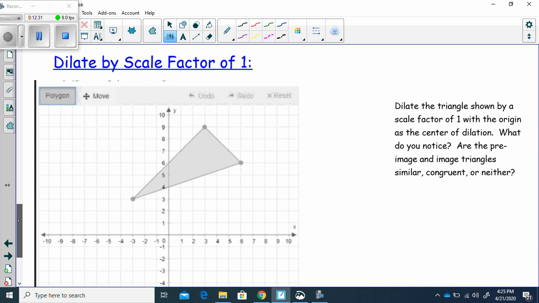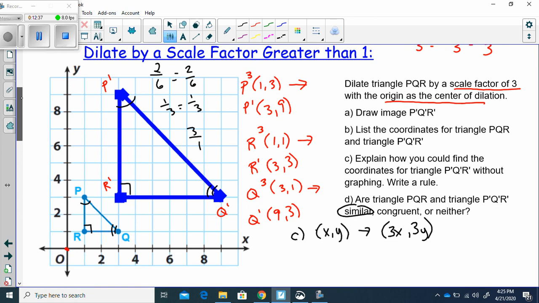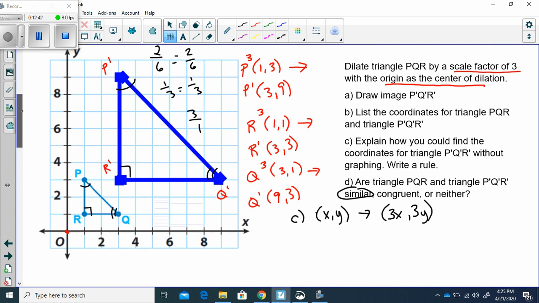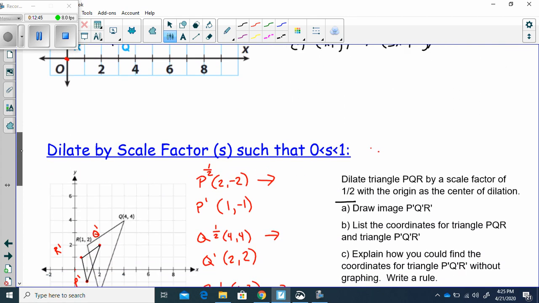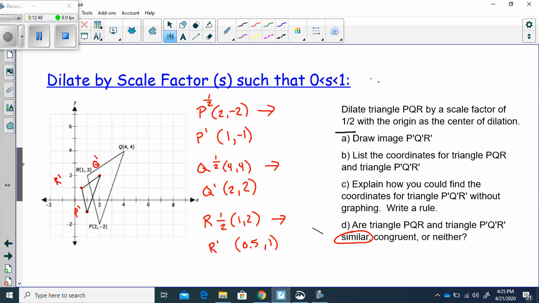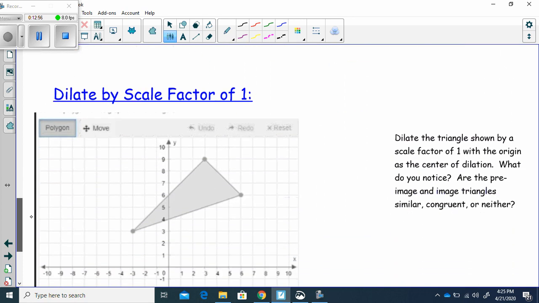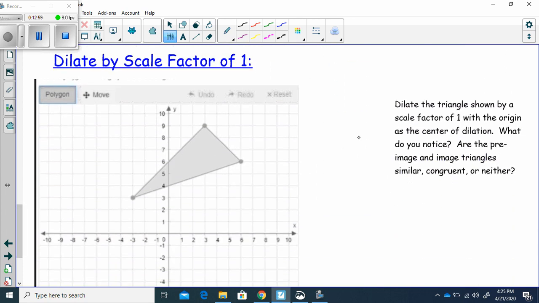What if I dilate by a scale factor of 1? We've talked about dilating by a scale factor of greater than 1. That meant we made a bigger figure, same shape, different size. We dilated by a scale factor that was a fraction between 0 and 1, and I made it a smaller figure. They're still similar, same shape, just smaller. Now let's dilate by a scale factor of 1. It says dilate the triangle shown by a scale factor of 1, with the origin as the center of dilation. Are the pre-image and image triangles similar, congruent, or neither?